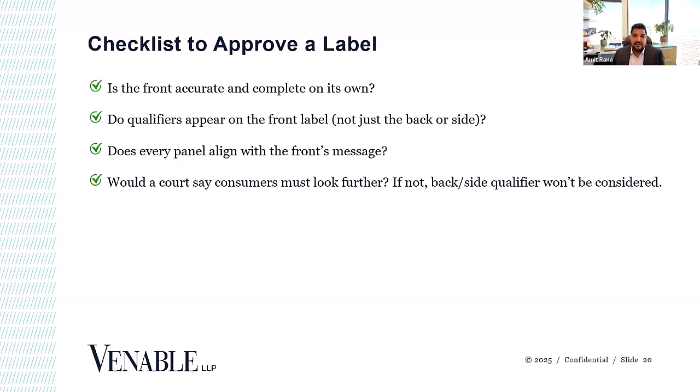Is the front accurate? Is it complete on its own? What's the net impression of the front label? How will a reasonable consumer understand this? Do you have qualifiers? Are the qualifiers proximate and clear on the front label? And does every panel align with the front's message? Would a court say consumers must look further? If not, then a back or side qualifier probably is not going to be considered.